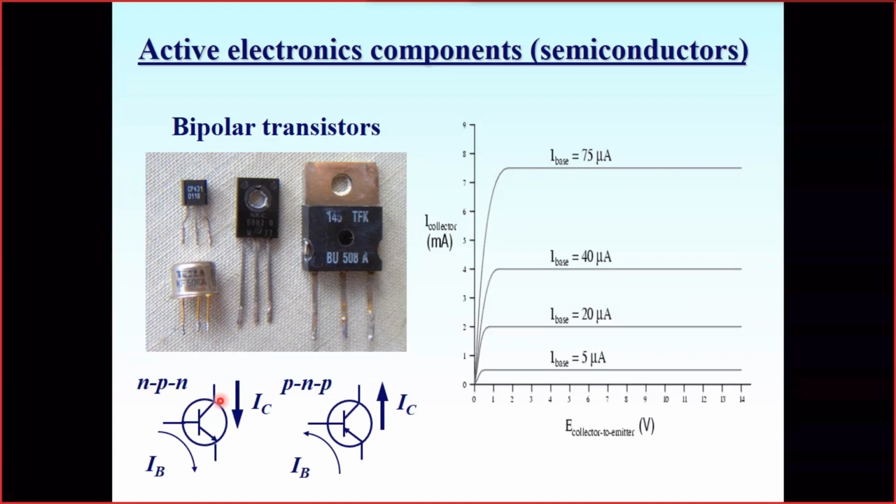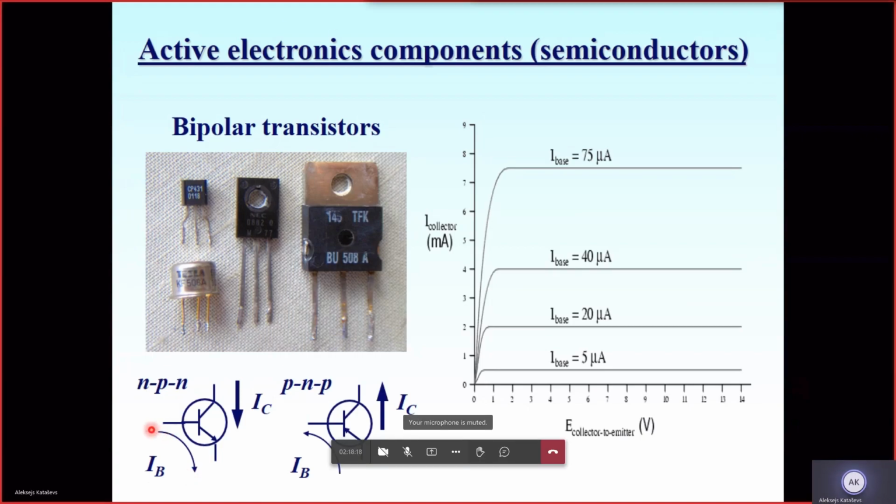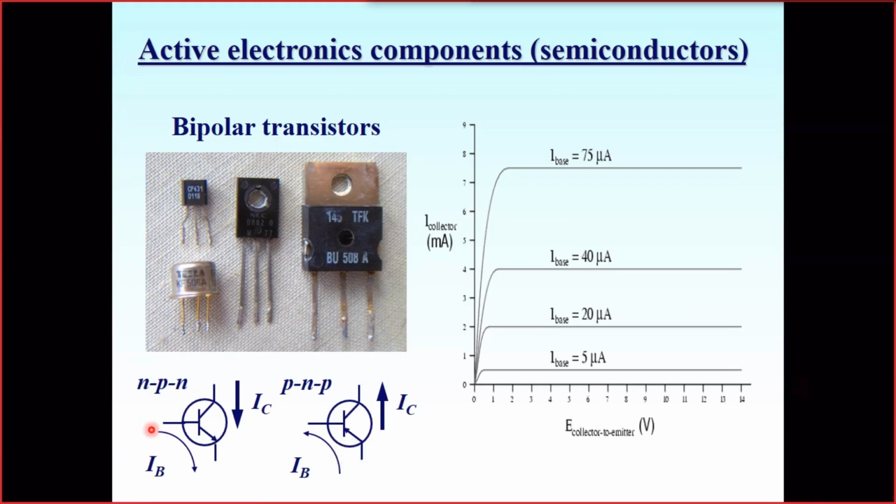If collector and emitter are attached to the N-type semiconductor and the base to the P-type, we have an NPN type, and then we need to bias the base with a positive voltage to cause base current to flow. And if we have the collector and emitter at P-type semiconductor, then we have a PNP transistor, and we have to bias the base reversely.